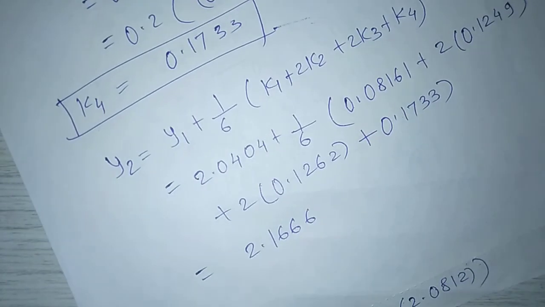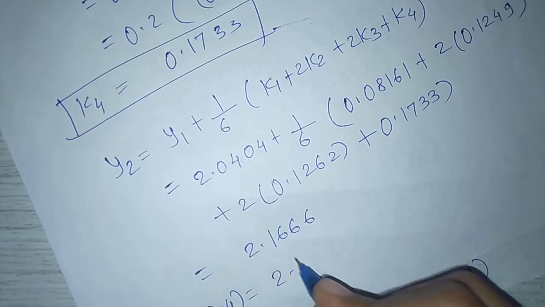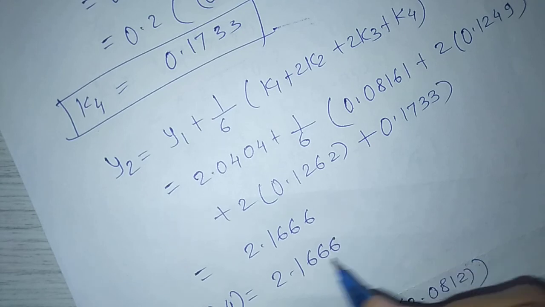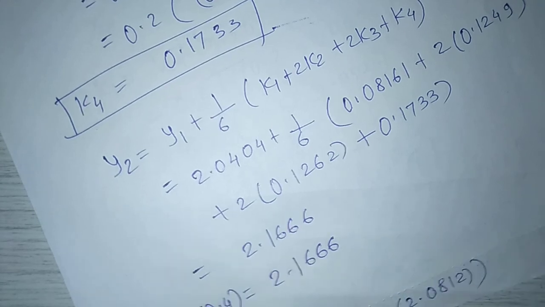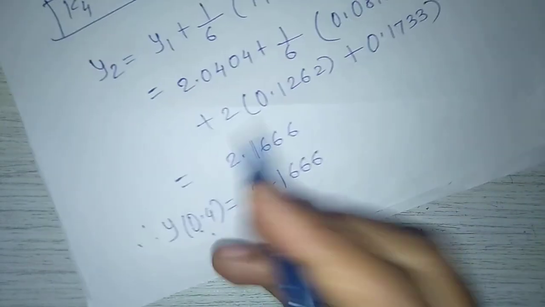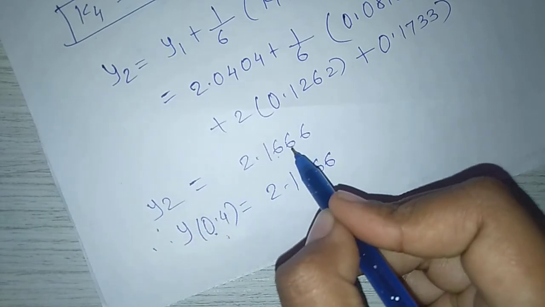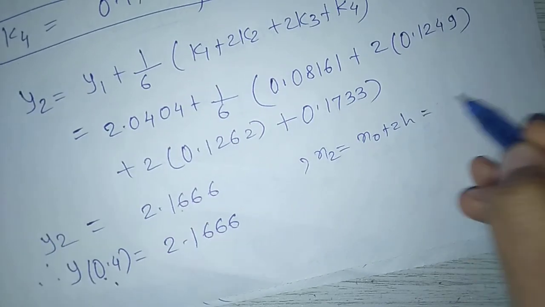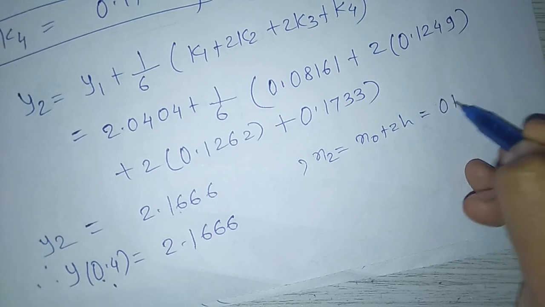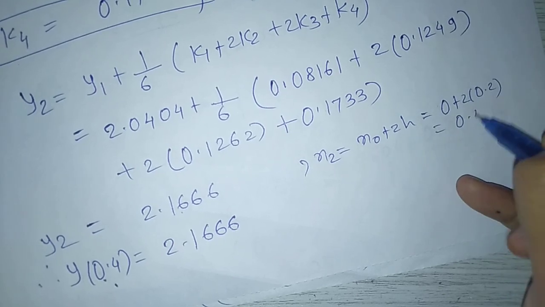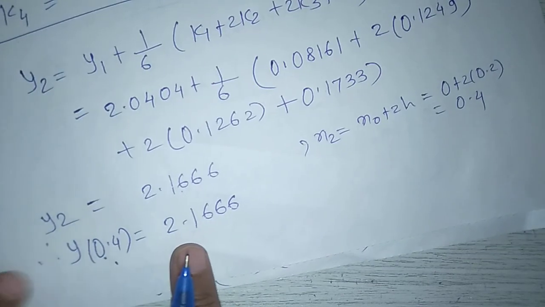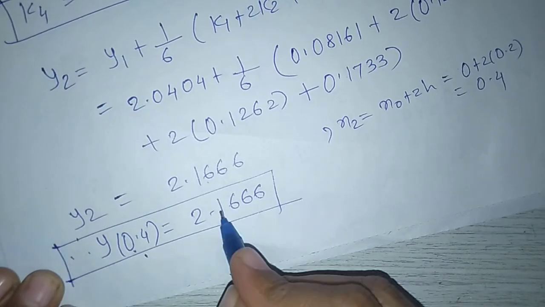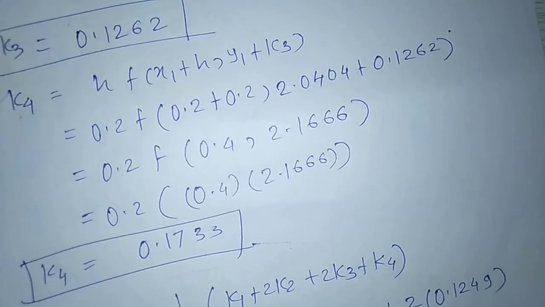After simplifying this, we get 2.1666. So y of 0.4 equal to 2.1666, where x2 is 0.4 and y2 equal to 2.1666, where x2 equal to x0 plus 2h, equal to 0 plus 2 into 0.2, equal to 0.4. So y of 0.4 equal to 2.1666. Here we stop.